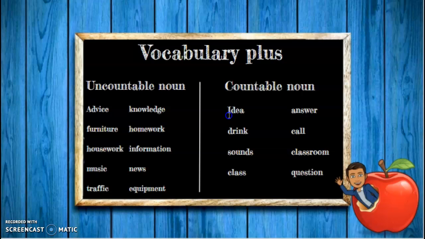This vocabulary here is countable. You can say idea, ideas, answer, answers, drink, drinks, call, calls, sound, sounds, classroom, classrooms, class, classes, question, questions.